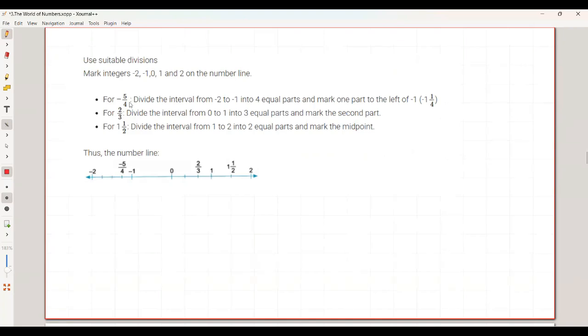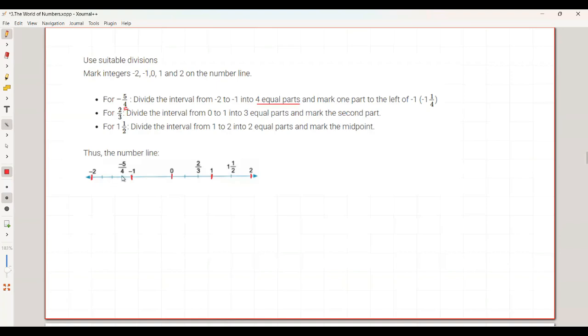Minus 5 by 4 is going to lie in between which interval? Minus 1 and minus 2. First mark minus 2, minus 1, 0, 1 and 2. Give some equal gap and mark. Next you have to find minus 5 by 4. It lies in between minus 2 and minus 1. As the denominator is 4, just make it 4 equal parts. We just learned that if it is P by Q, then make Q equal parts.